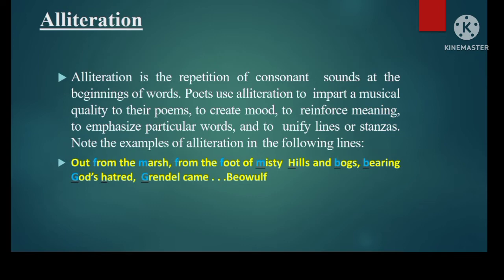In this line, you can see that the f sound is repeated consecutively: out from the marsh, from the foot of misty. You can see the f sound in from, then in from, and then in foot. Another example can be seen in marsh and then misty, where the m sound is repeated, and then bogs and bearing, where the b sound is repeated, then in God-hated and Grendel the g sound is repeated. Alliteration is basically the repetition of consonant sounds at the beginning of words.